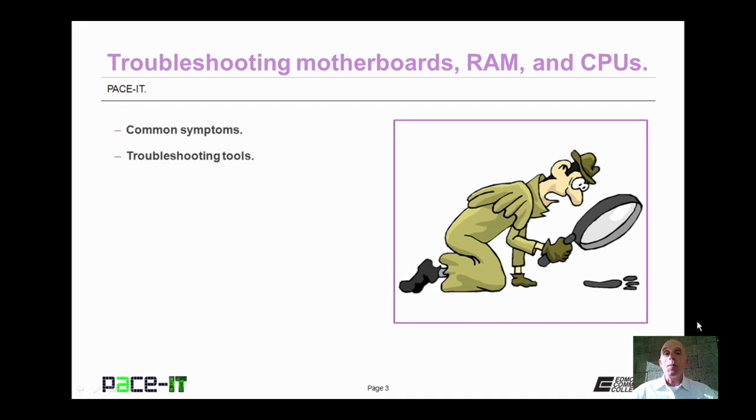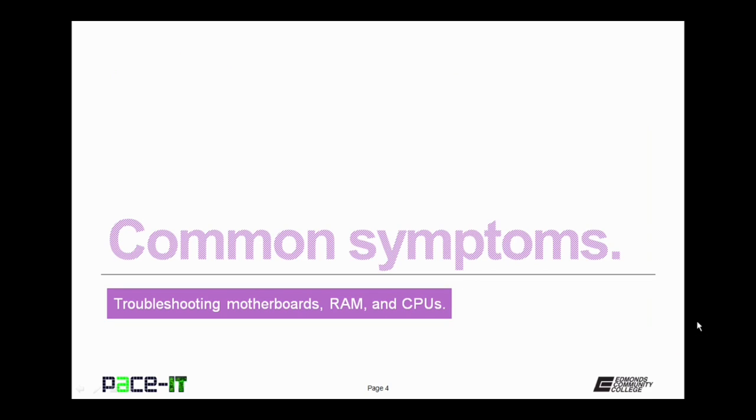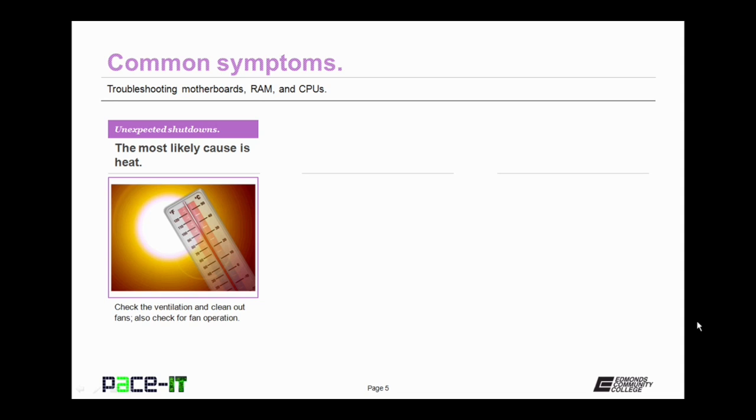Today we're going to talk about common symptoms of problems and some troubleshooting tools that you can use to solve those problems. And with that, let's go ahead and begin this session. We're going to begin by talking about common symptoms of problems. Now, these symptoms that we're talking about today are ones that are caused by motherboard, RAM, and/or CPU issues as a general rule. And the first one we're going to talk about is unexpected shutdowns.